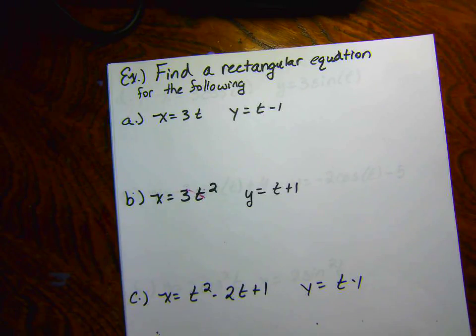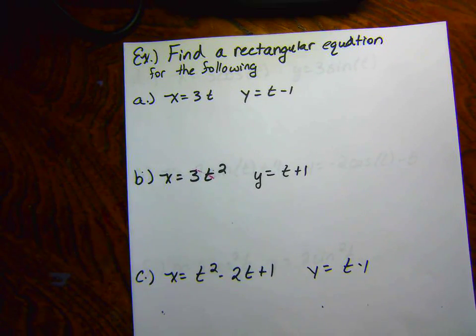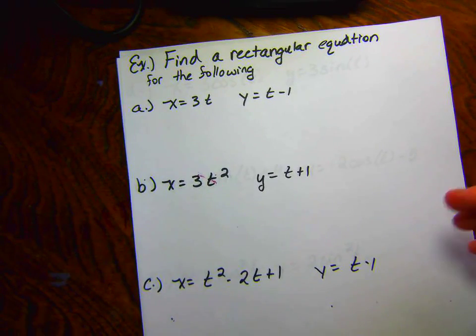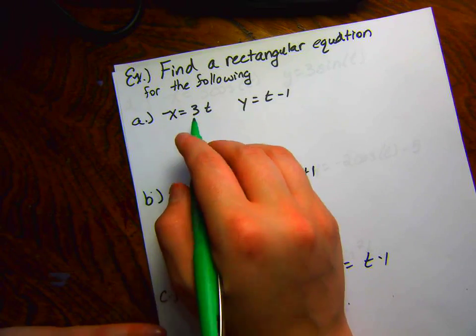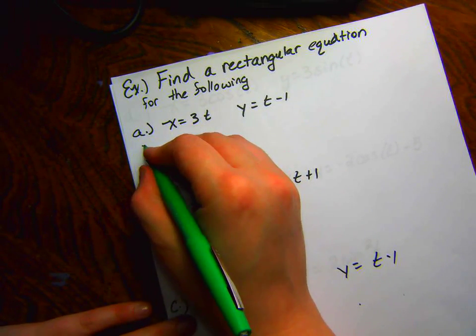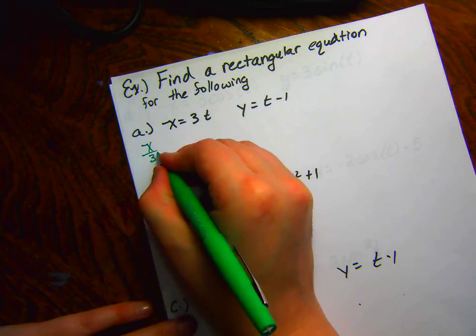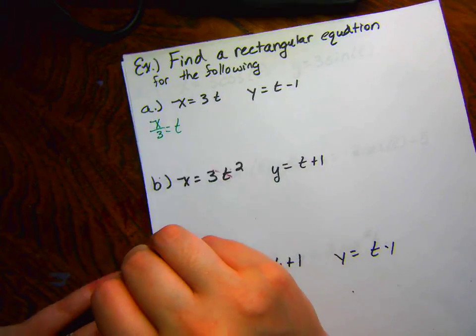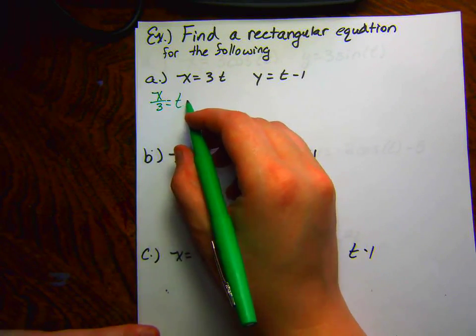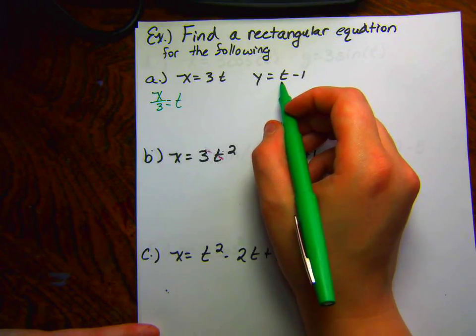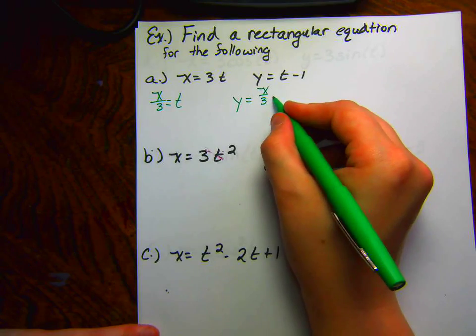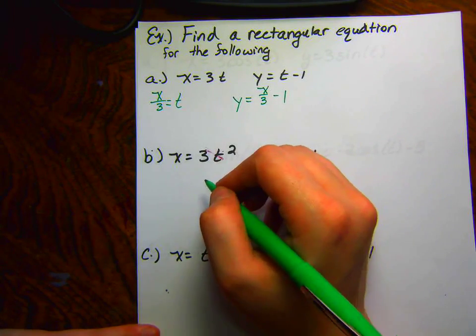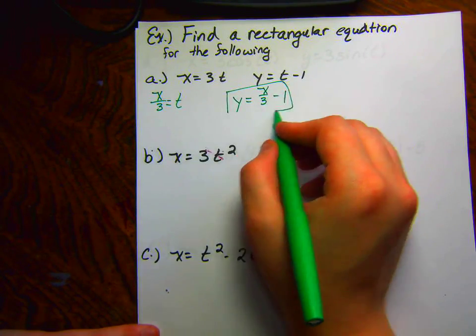All right, now let's do some examples of finding the rectangular equation when we have parametric. All right, so let's look at this one. So let's go ahead and solve this one for t. So that'd be x over 3 equals t. All right, then if we substitute that in for this t, we get y equals x over 3 minus 1. This would be a rectangular equation.